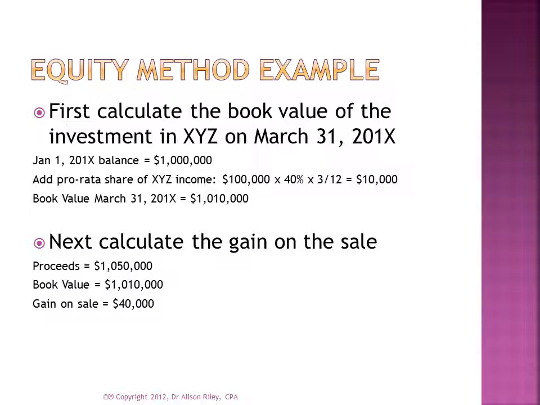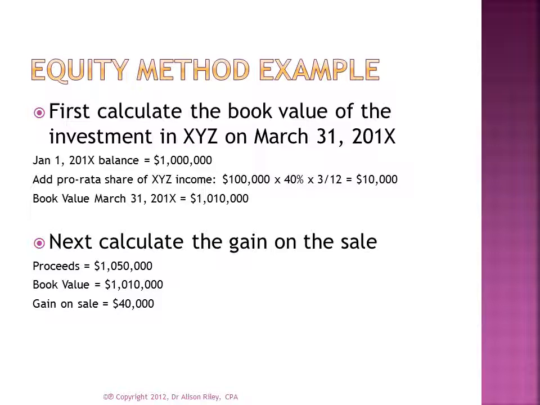Since the sale occurs at the end of March, ABC has held these XYZ shares for 3 months out of 12, so we multiply by 3/12 to give $10,000 of equity in XYZ net income for the first 3 months of 21X. The book value of the XYZ shares at the end of March 21X is therefore $1,010,000. This is the January 1st balance plus the equity in XYZ net income for the first 3 months of 21X. Next, ABC must calculate the gain on the sale.